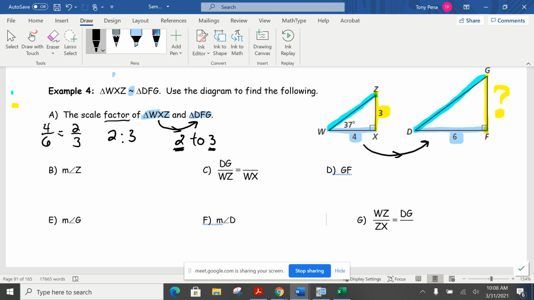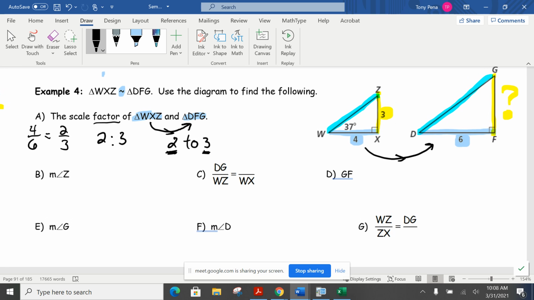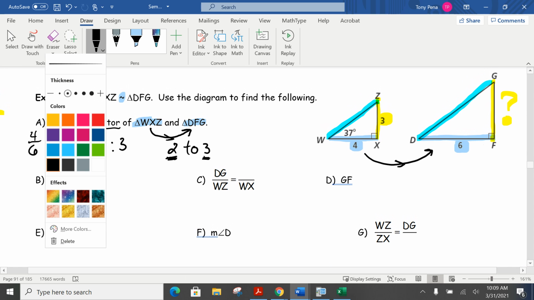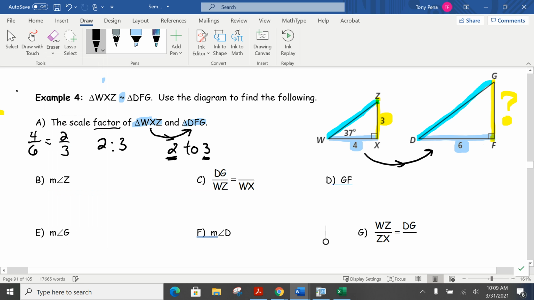All right, letter B. If I want you to find a measure of angle Z, do that one real quick. There's nothing new with this. So find the measure of angle Z. This is an old idea that all of us knew quite well last module. So write that in and do the math there.